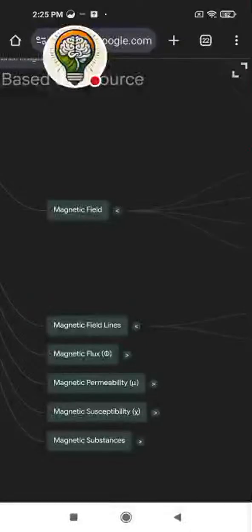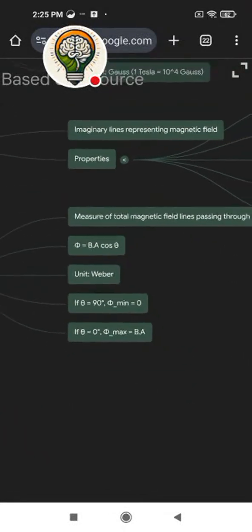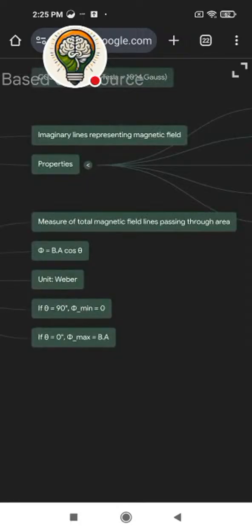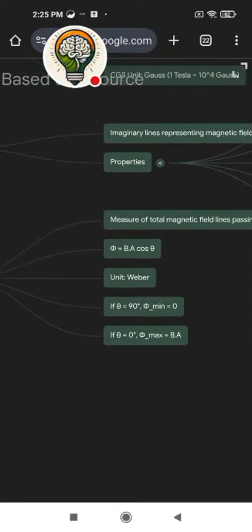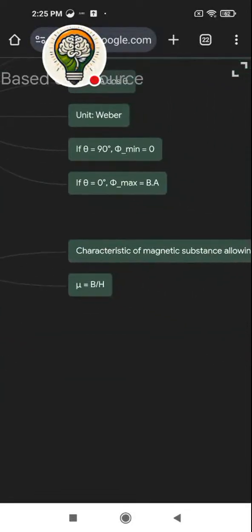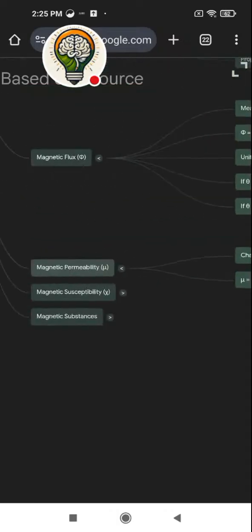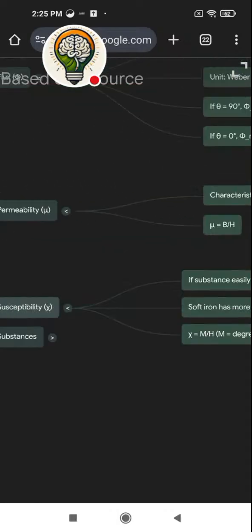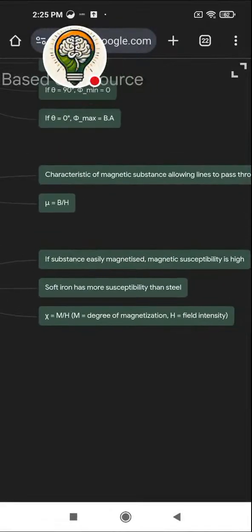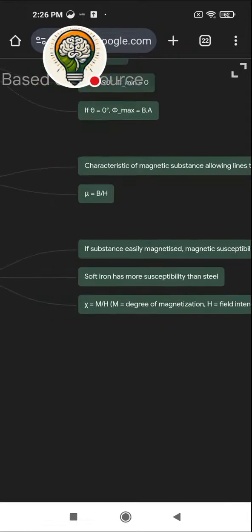The magnetic flux is the measure of the total magnetic field lines passing through an area. The unit is Weber. Then magnetic permeability: the characteristic of a material or substance allowing lines to pass through. And magnetic susceptibility: if a substance is easily magnetized, the magnetic susceptibility is high. Soft iron has more susceptibility than steel.